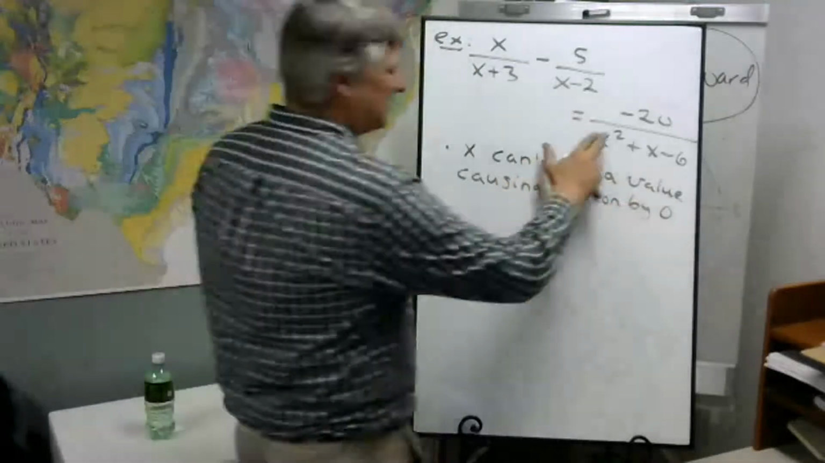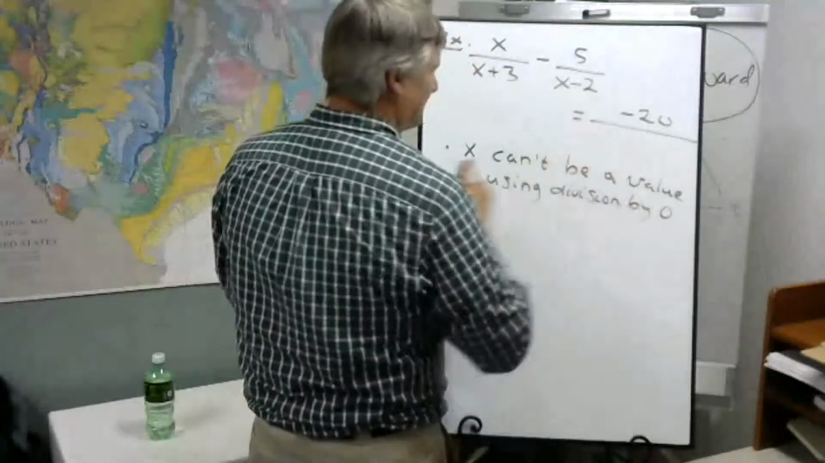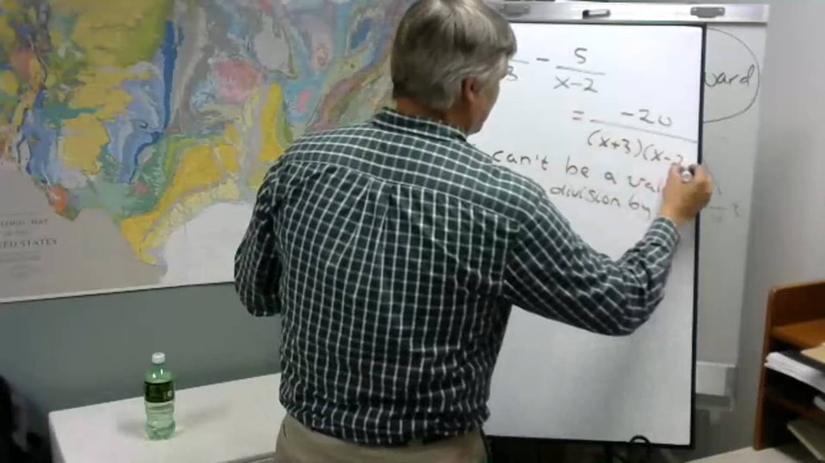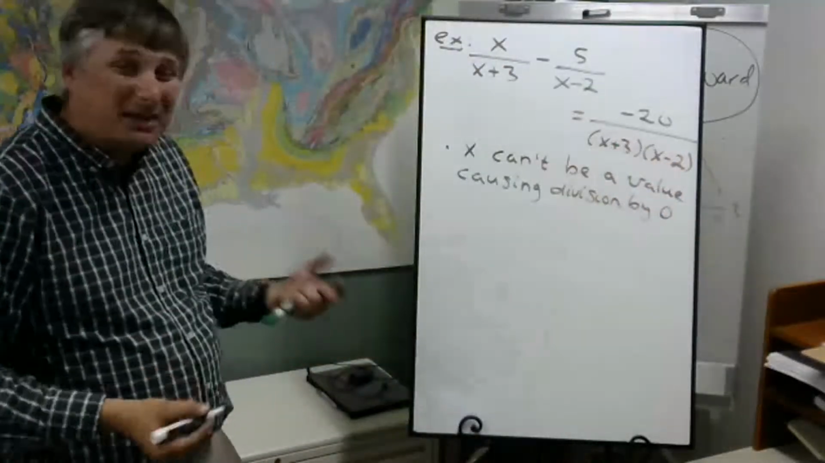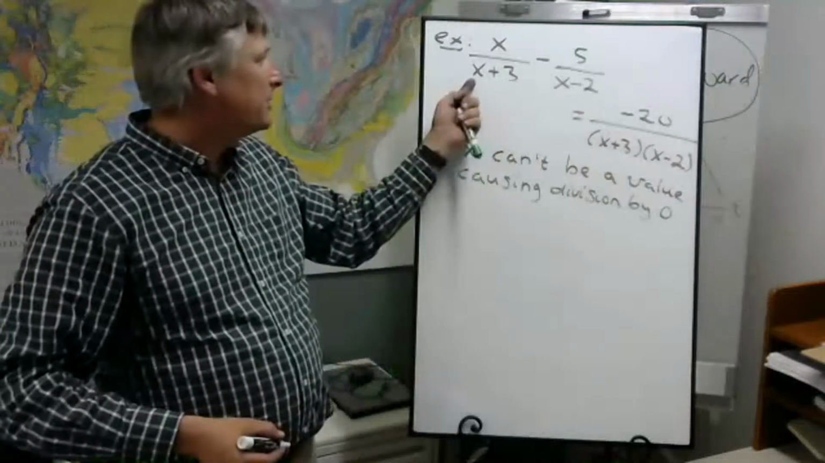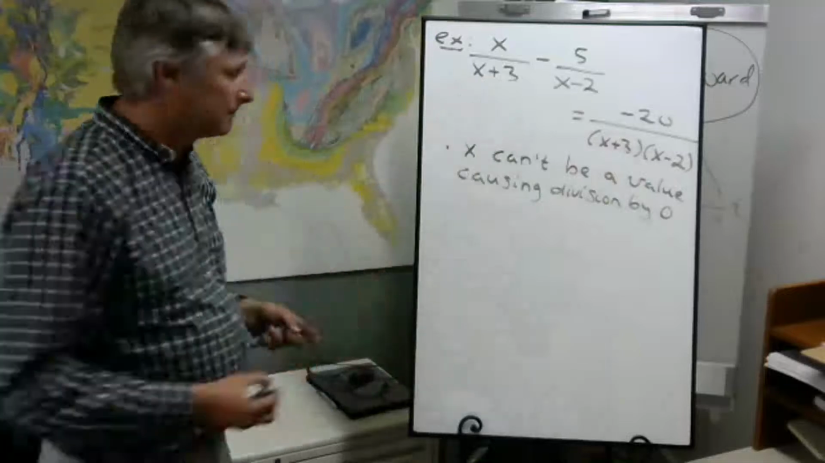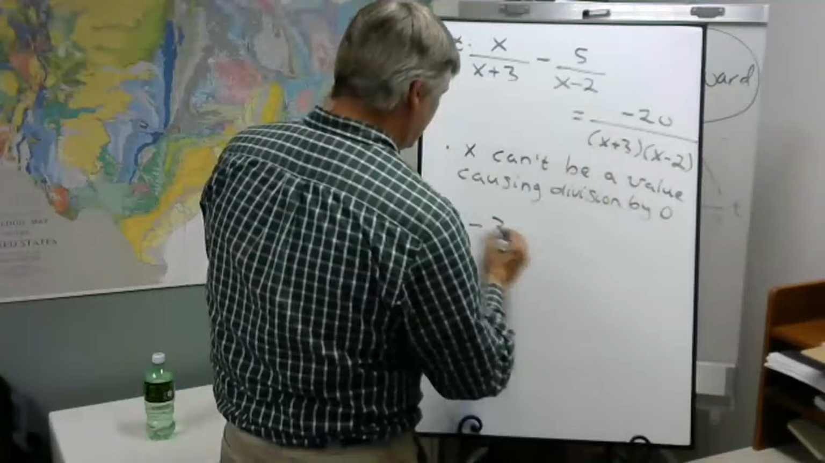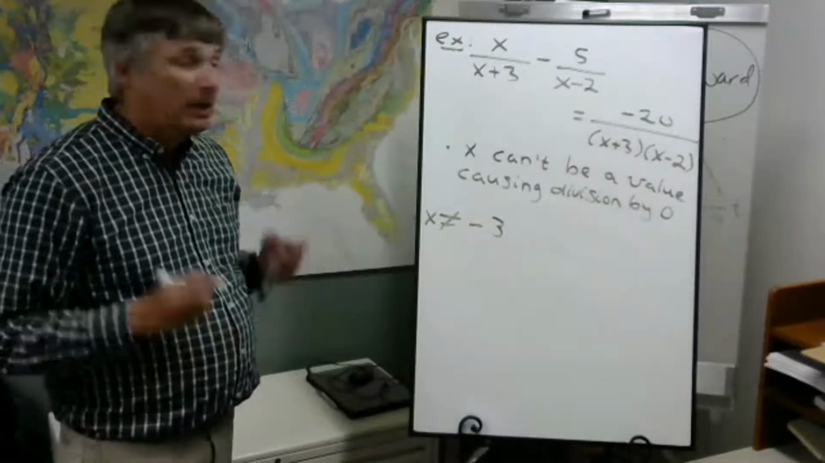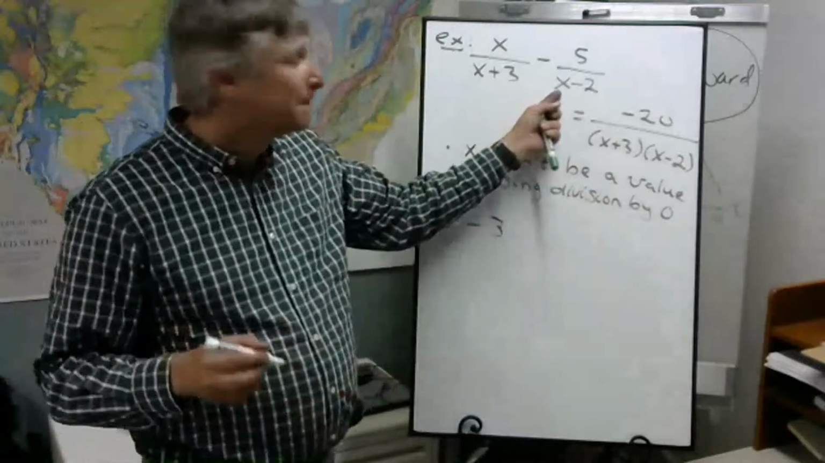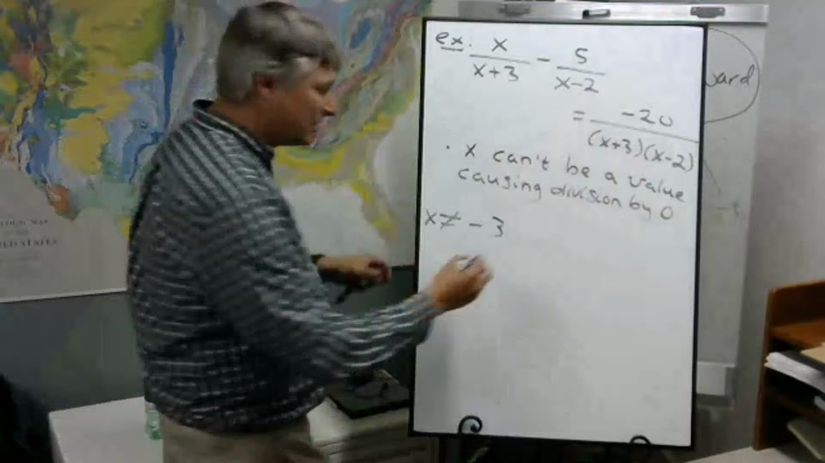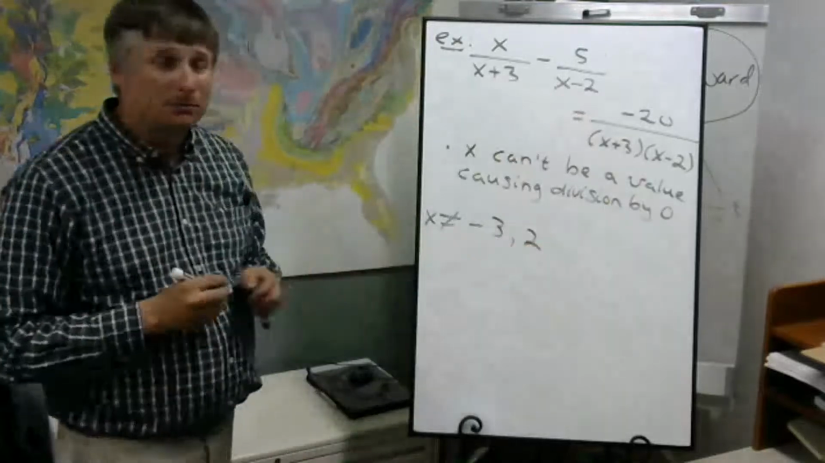So again, it helps to factor this. This factors to be, and we can see what would cause this to be 0. Well, if x was -3, -3 plus 3 would give you 0. So -3 is one of the values x can't be. Another one, x minus 2 here. If x is 2, you get 2 minus 2, that becomes 0. That means x also can't be 2.